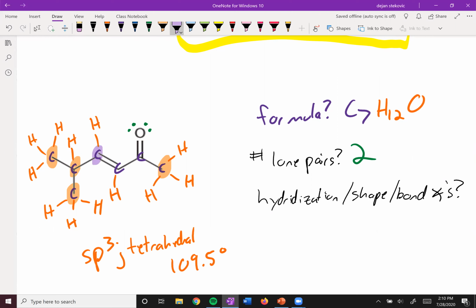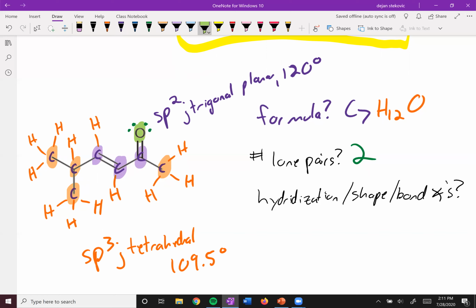This carbon has 3 things to it. This carbon also has 3 things attached, and so does this carbon, right? So they're all sp2 hybridized, and they're all trigonal planar, which has a bond angle of approximately 120 degrees.